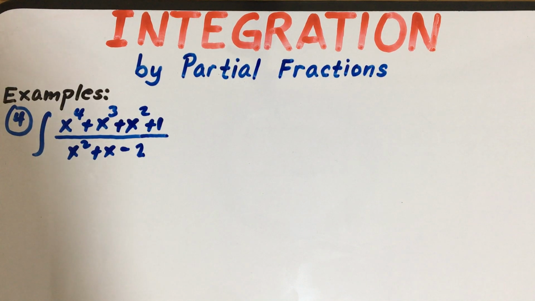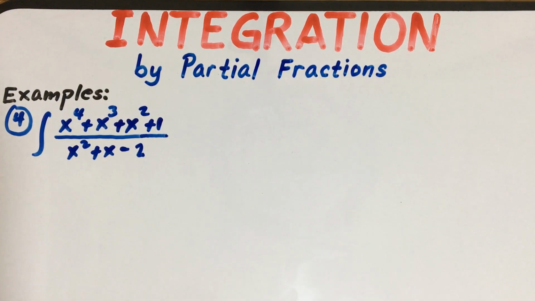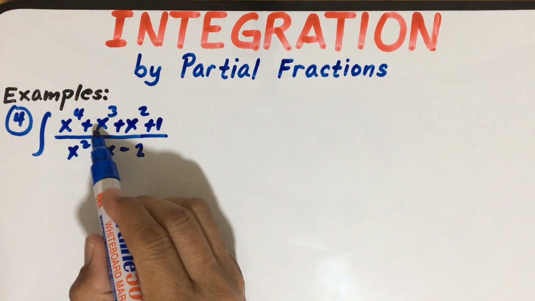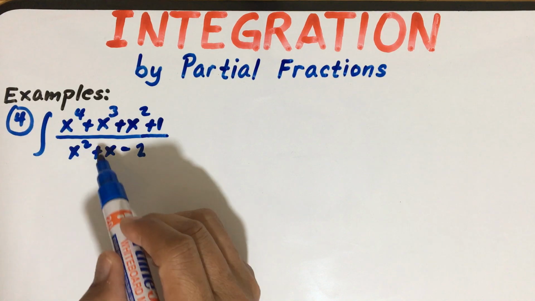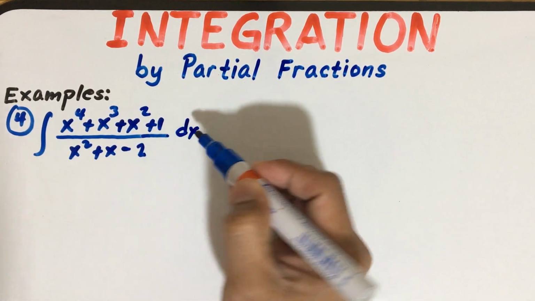Today, we are going to continue our discussion on the integration by partial fractions. So last time, we had already solved three examples, and this is our fourth example. We're given here this integral: the integral of x to the fourth plus x cubed plus x squared plus 1 divided by x squared plus x minus 2, times dx.